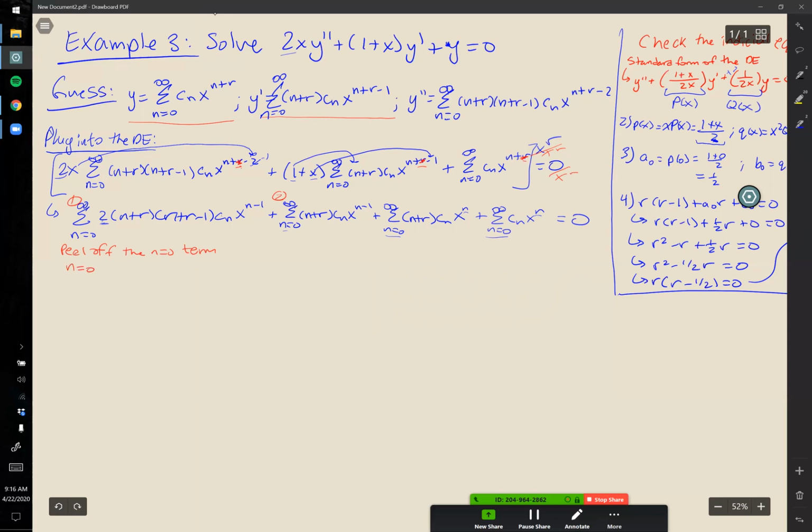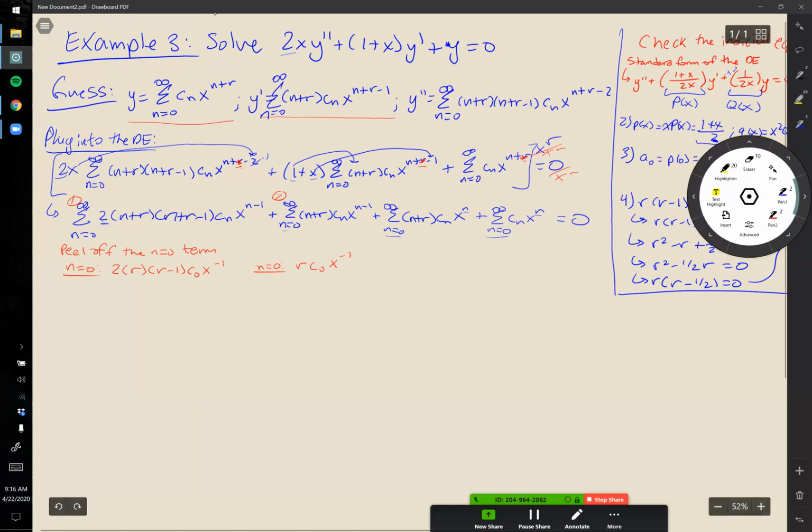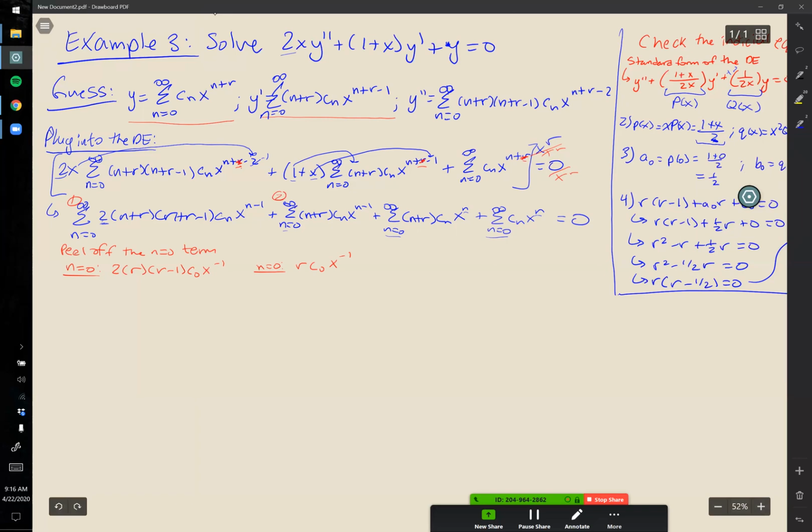And so you get n equals 0 for this first one would be 2 times r minus 1 c naught x to the negative 1. And for this one here, n equals 0, you get r c naught x to the negative 1, like that. Okay, so I have these peel off terms, and I know it's kind of tedious, but I'm going to write it all out just so we can see. I didn't do that in the last video.